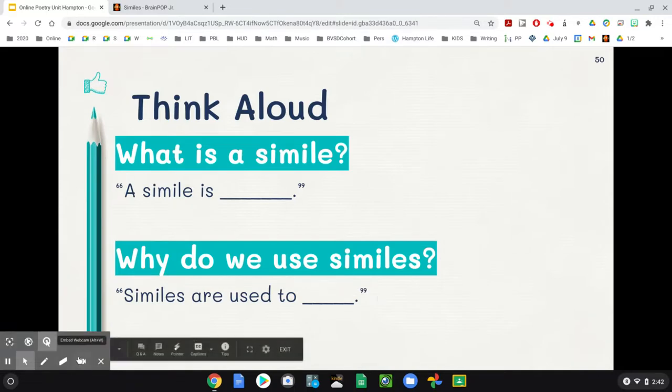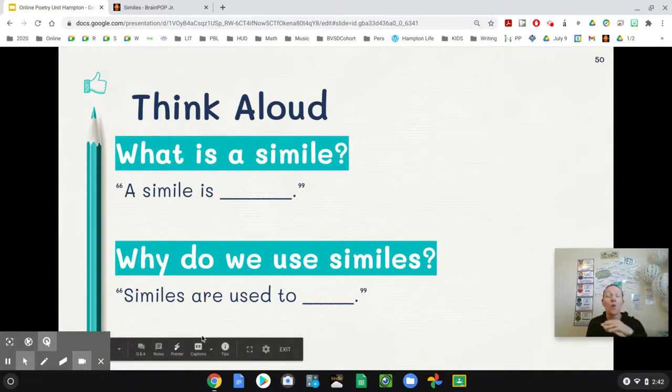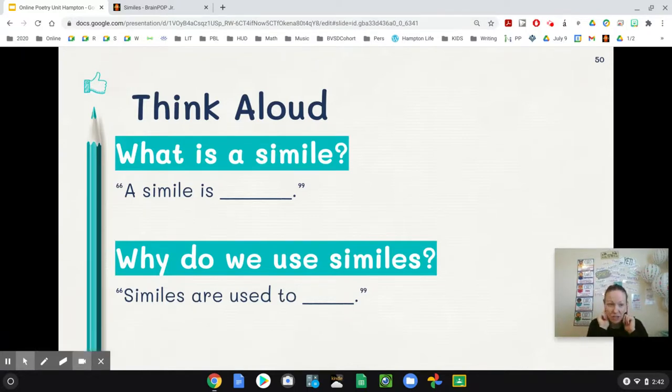Great job, Mavs. And Mavs, why do we use similes? I want you to answer this question, and I want you to start out by saying similes are used to, yes, that's exactly right. Similes are used to add description and details and entertainment to your writing. So, now it's our turn.